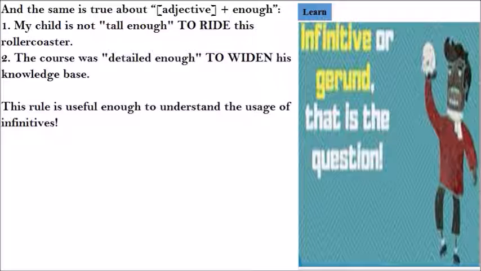And the same is true about adjective plus "enough." 1. My child is not tall enough to ride this roller coaster. 2. The course was detailed enough to widen his knowledge base. This rule is useful enough to understand the usage of infinitives.